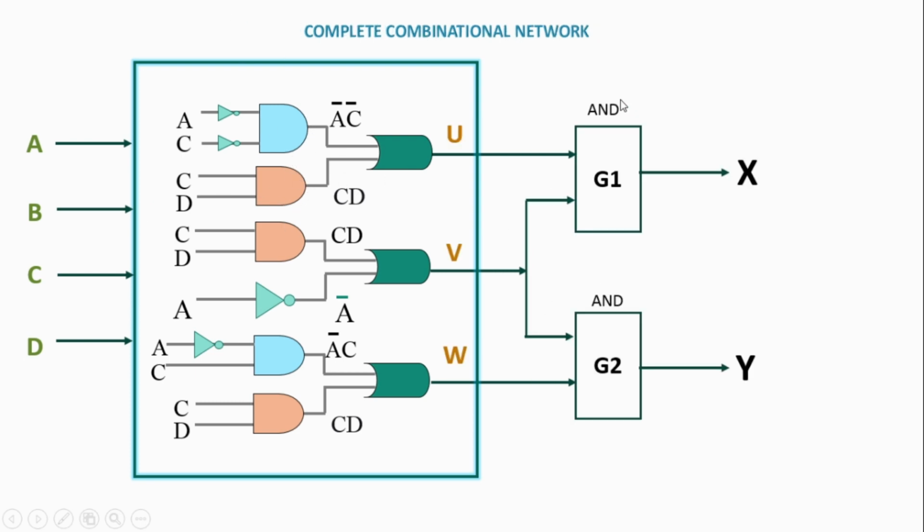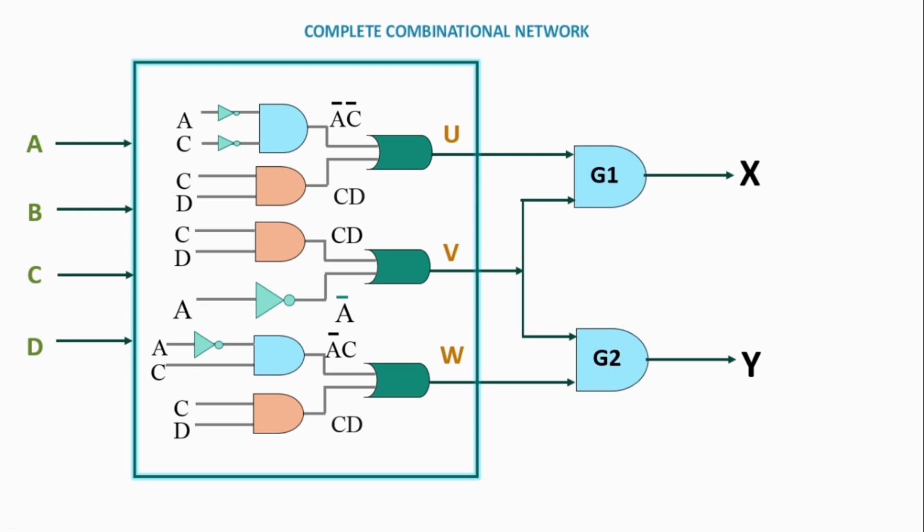And this is the complete network, and this is the intermediate, and this intermediate is fed to G1 and G2, which are AND gates, and they create X and Y. We can replace G1 and G2 with the AND gate symbol, since we know they are AND gates. So this is the complete network which is asked in the question.